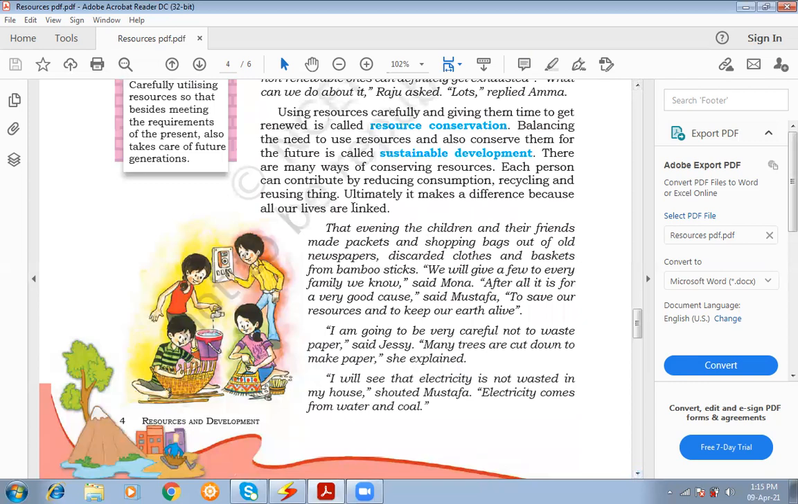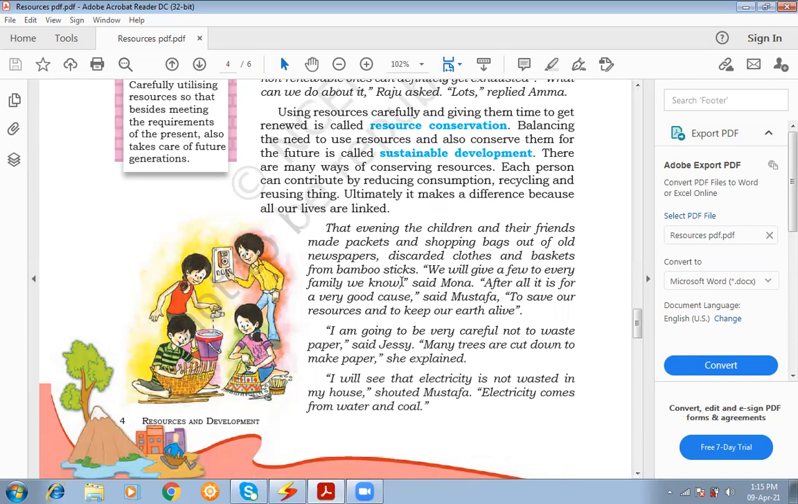We celebrate Earth Day, Environment Day. That is all to instill a feeling of concern towards nature in all of you. Ultimately, it makes a difference because all our lives are linked. So that evening, the children and their friends made packets and shopping bags out of old newspapers, discarded clothes, and baskets from bamboo sticks. You can see here in this picture the small children making something useful out of waste things.